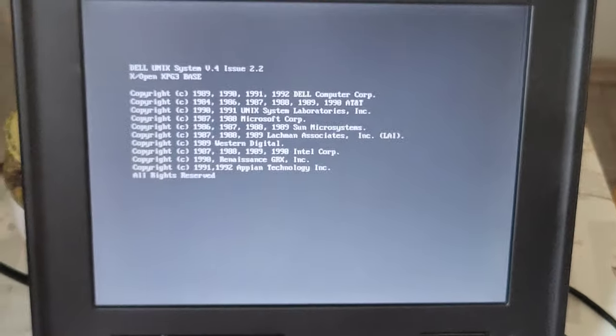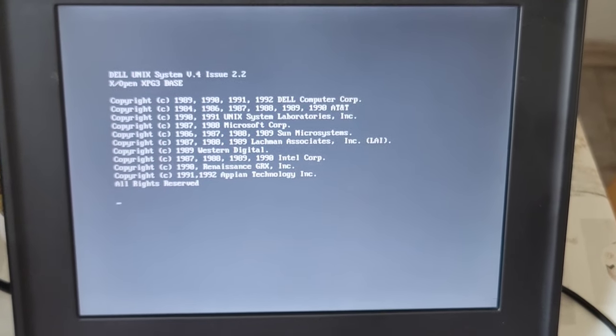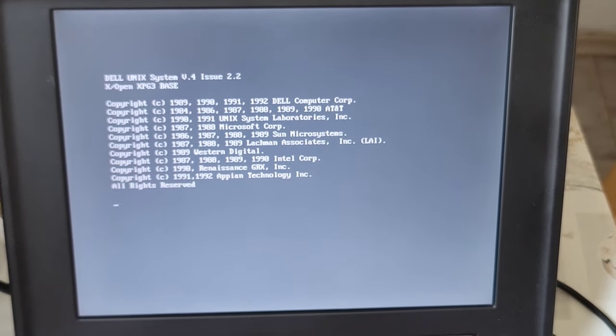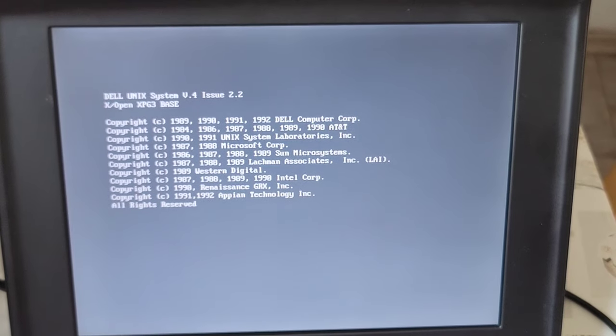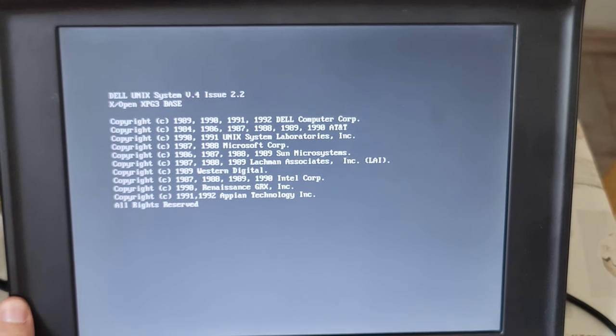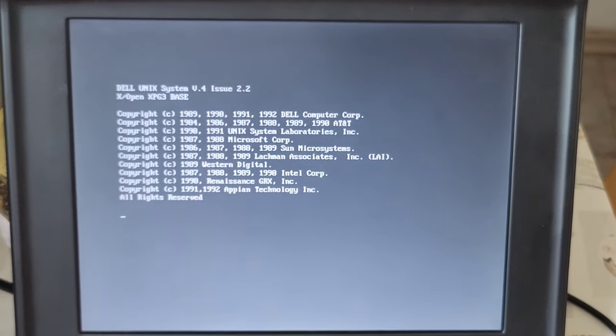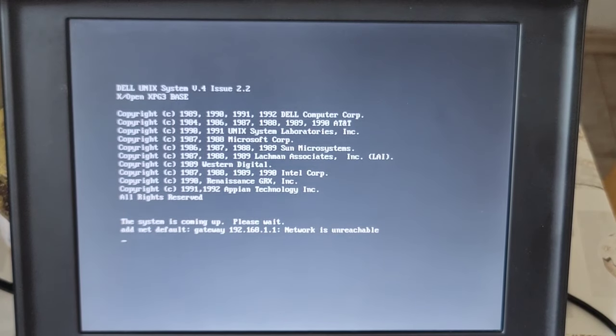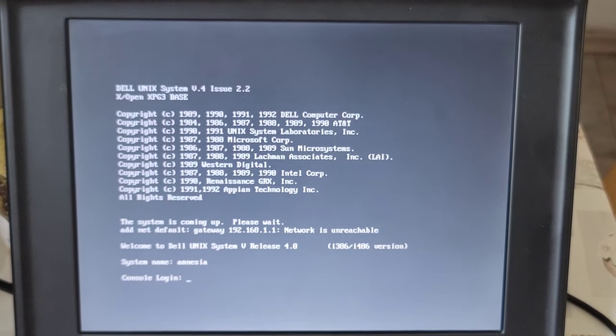And so there is one thing we still need to take care of, specifically X11. Now, unfortunately, the Mach X11 server will not be working. In other words, we will now get nicely into Dell Unix. You will see that the system is coming up. Network is unreachable because, yeah, that machine doesn't even possess a network card.